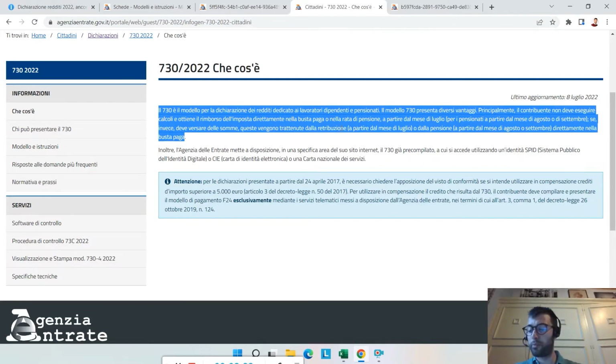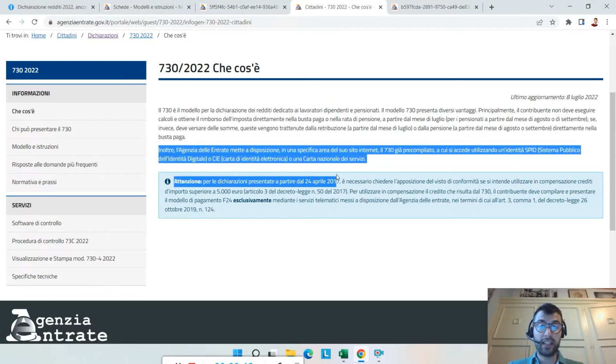The 730, I'm just translating from the Agenzia delle Entrate to be very precise, is the form to send your tax return dedicated to employees and people on retirement. The advantage of the 730 model is first that the person sending the return doesn't have to do any calculation. Why? Because the tax refund is directly linked to your paycheck. So basically, in your paycheck, if you're an employee in Italy, you will see the refund directly.